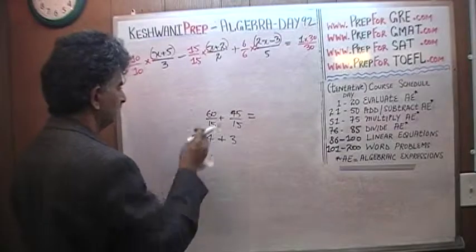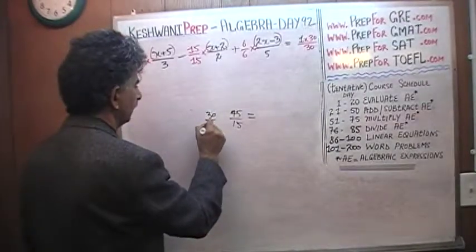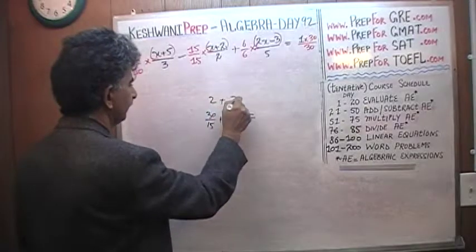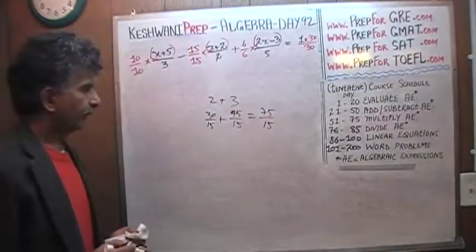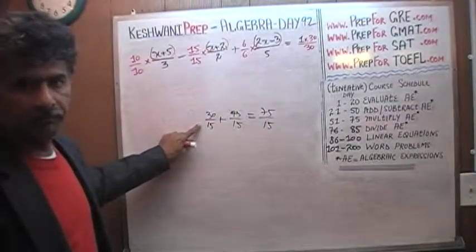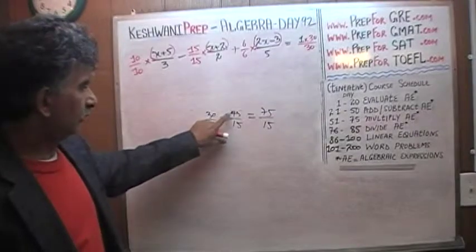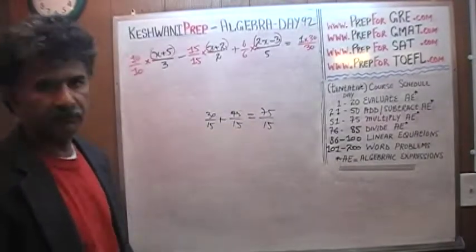Let's make it even simpler. 30 over 15 is 2, plus 45 over 15 is 3. I need a 5, so that's 75 over 15. Now that is a valid equation. 30 over 15 is 2, 45 over 15 is 3, 2 plus 3 is 5, and 75 over 15 is also 5.